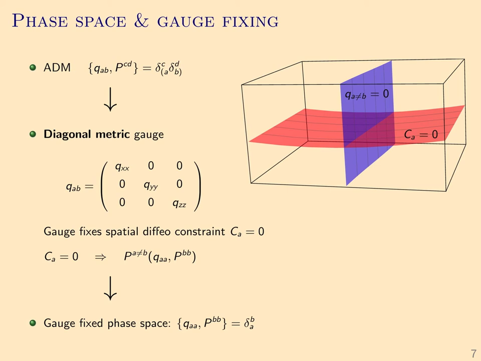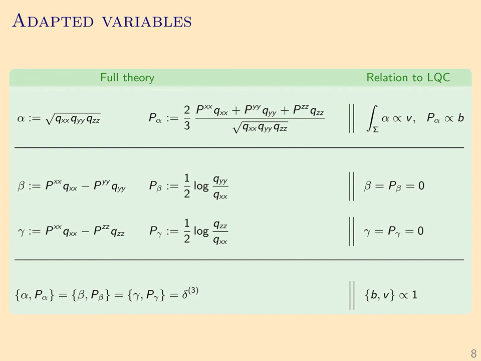As we have said before, we want to choose some adapted variables for our problem at the classical level. Now, these diagonal components of the metric do not turn out to be very, very useful for the task that we have in mind. However, we're just going to change variables now, and we're going to do that, of course, with having in mind what we want to achieve later on.